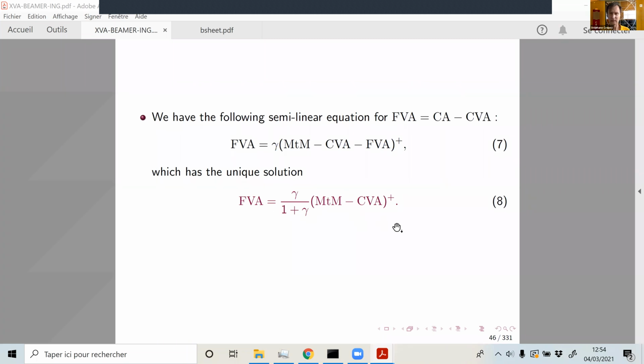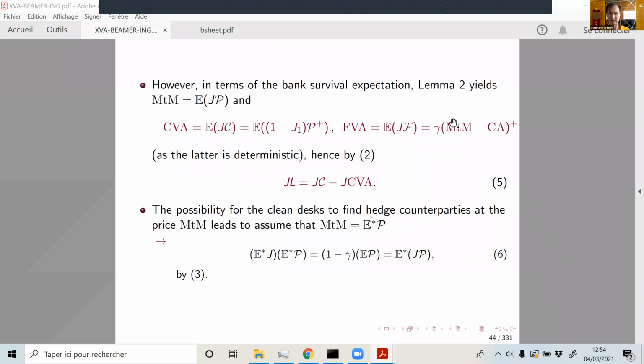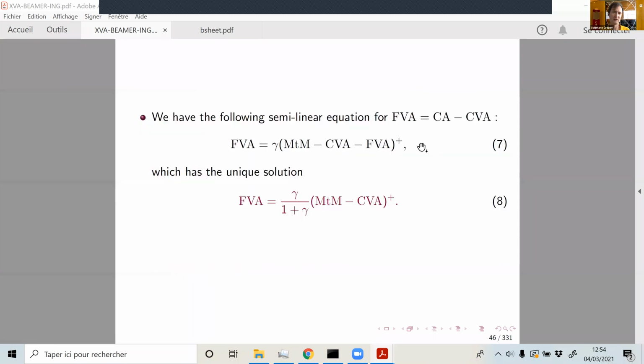A last thing is that FVA has to be gamma times this difference. This looks like a formula, but it's still an equation because CA, if you remember, is the sum of CVA plus FVA itself. So what we have is this. And that's okay, because it's a semi-linear algebraic equation where gamma is positive. So this is a solution.